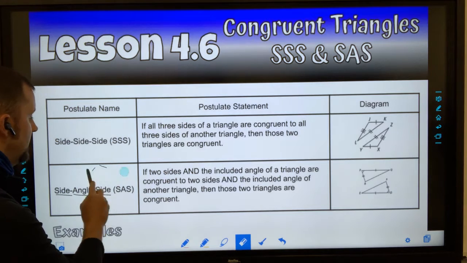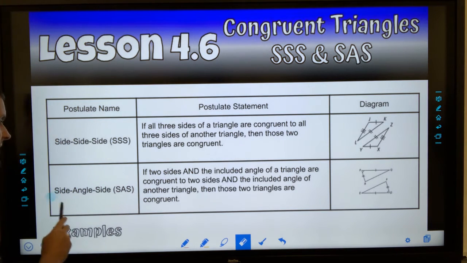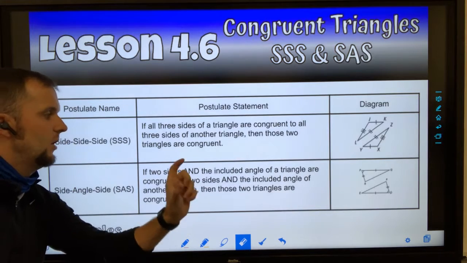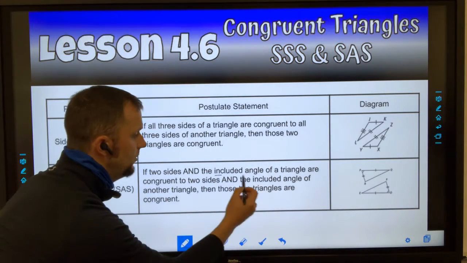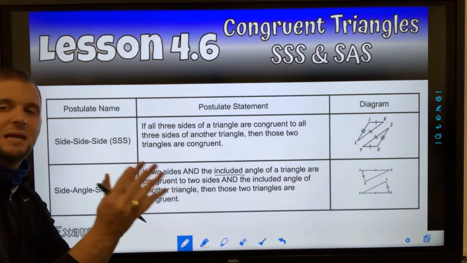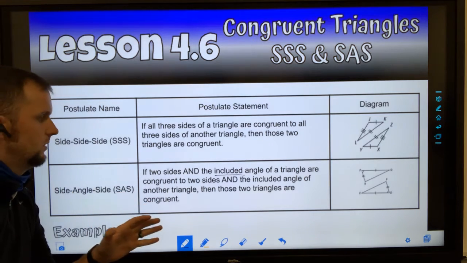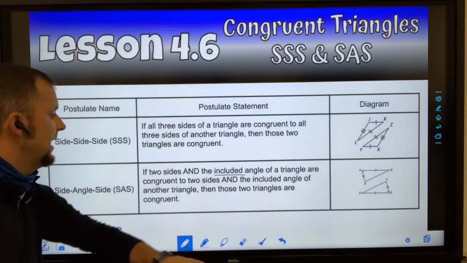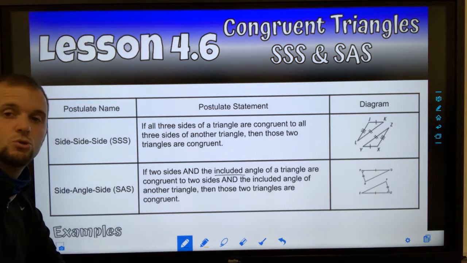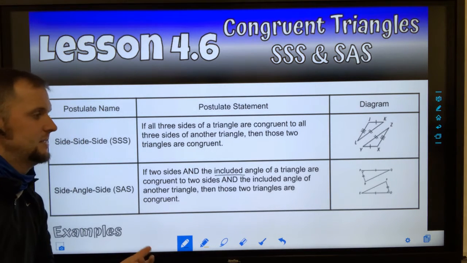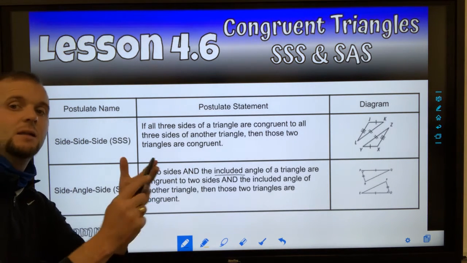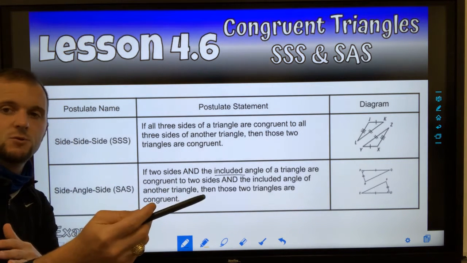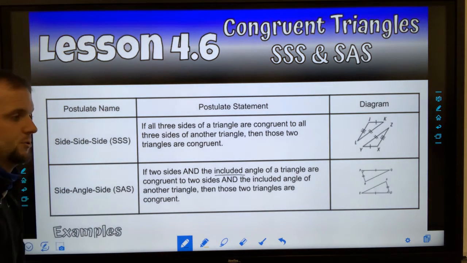With that being said, let's look at the definition. It says, if two sides and the included angle of a triangle are congruent to two sides and the included angle of another triangle, then those two triangles are congruent. The word included means the angle that is made by those two sides of the triangle. So basically, if you're given a side, and the angle in between, and it matches up to the same thing on the other triangle, then those two triangles are congruent to each other.